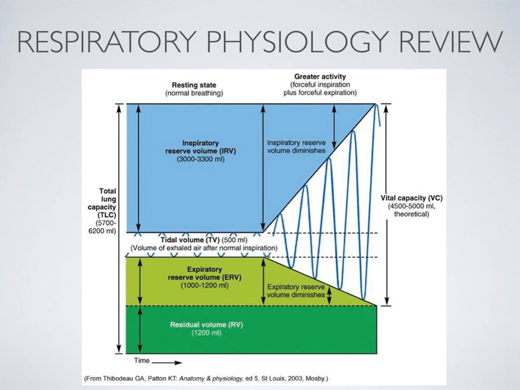So total lung capacity is your vital capacity, that's all of your inspiratory and expiratory reserve together, plus the residual volume. Often it's very hard to measure residual volume. Usually we just estimate it based on a person's height and weight, or height and gender, to get the average residual volume. And then we can estimate total lung capacity by just adding that to what we record as a vital capacity.